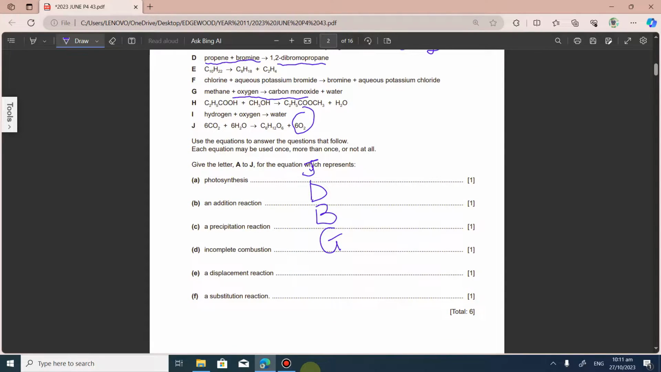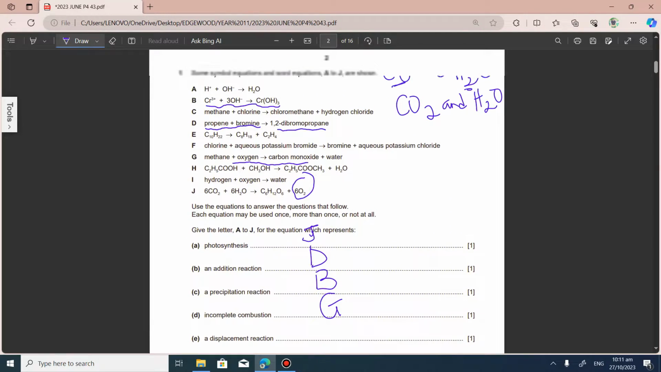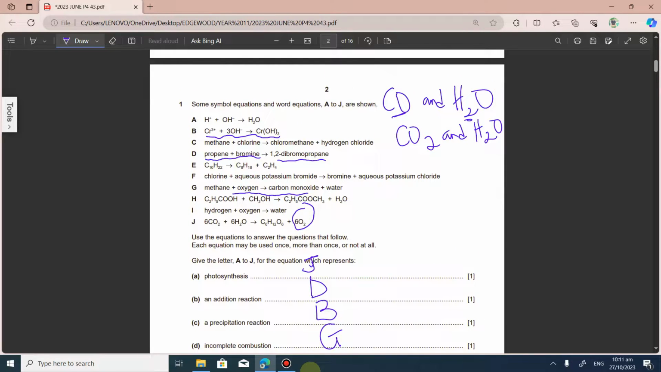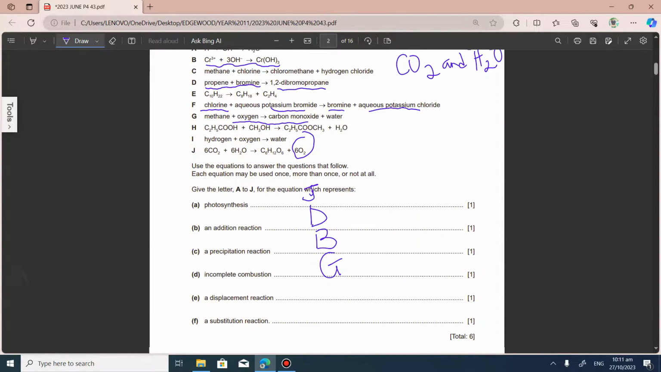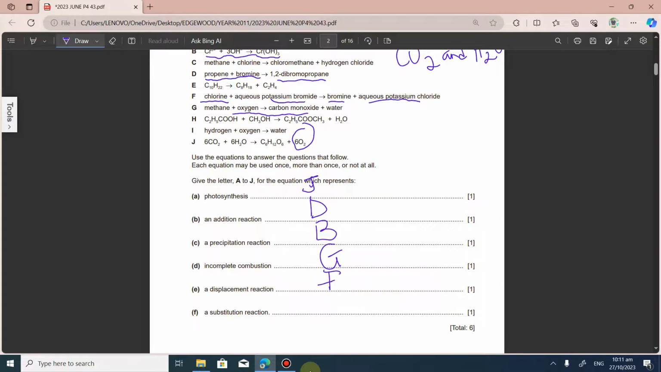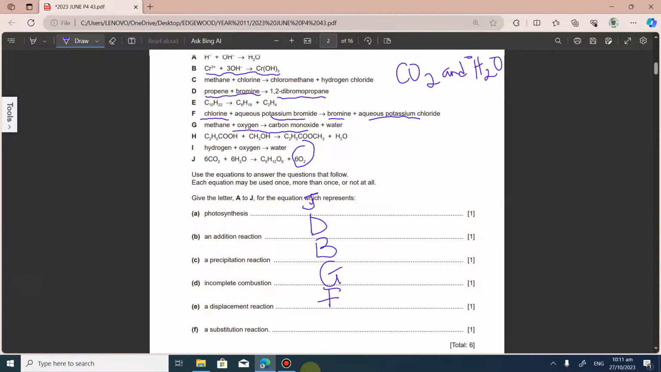Okay. Now the next one talks about a displacement reaction. Now a displacement reaction is simply a reaction between a more reactive element displacing the less reactive one. So if you look at all the equations that you are given, if you look at F precisely, you see that chlorine reacts with aqueous potassium bromide, and then it displaces bromine from aqueous potassium bromide and takes the place by forming aqueous potassium chloride. So that's a simple example of displacement, because chlorine is more reactive in this case than the bromine. So we have F in that answer.